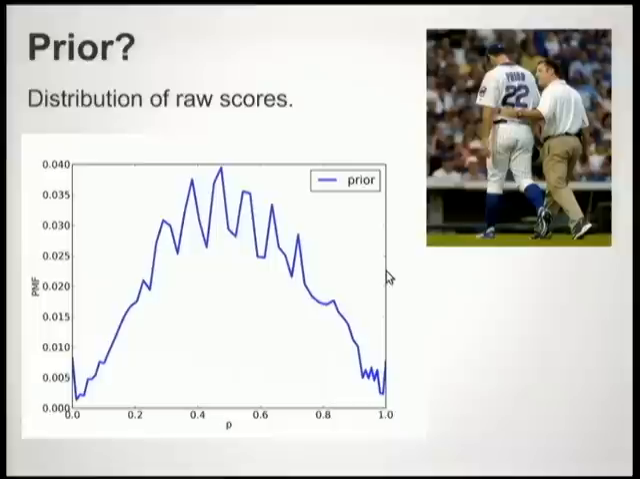The other thing that they publish is the distribution of raw SAT scores for everyone who took the test, which is a reasonable choice for a prior. If I don't know anything about you other than that you took the SAT, then this is my prior belief about your score. So this is one of those nice cases where we don't have to argue about the prior. This is pretty much it.